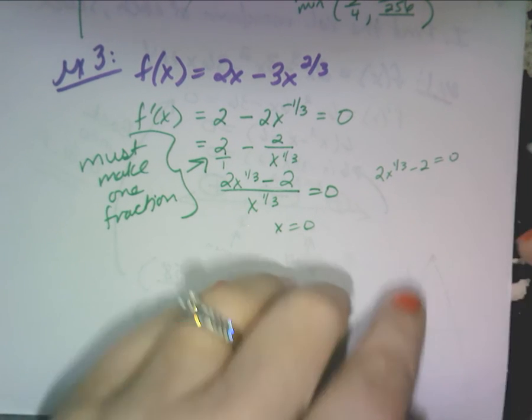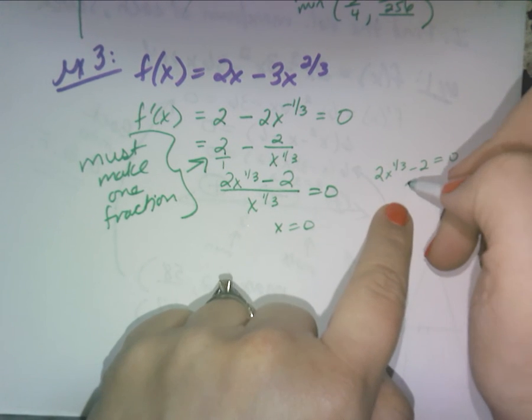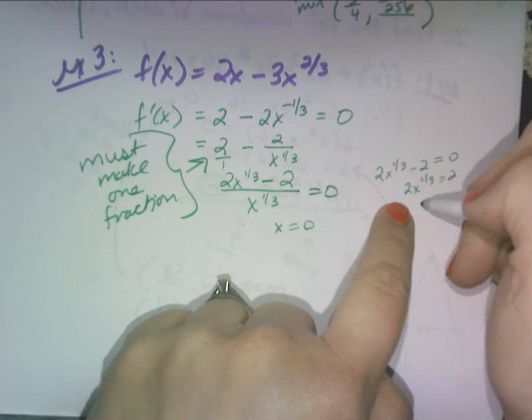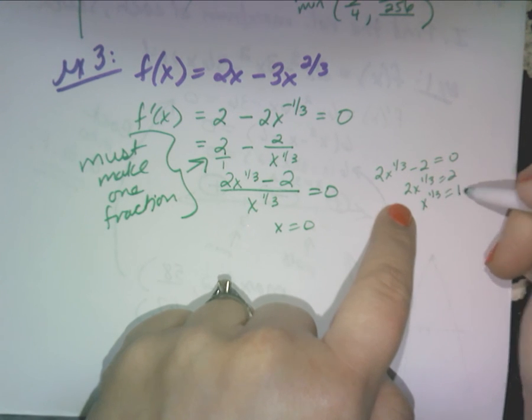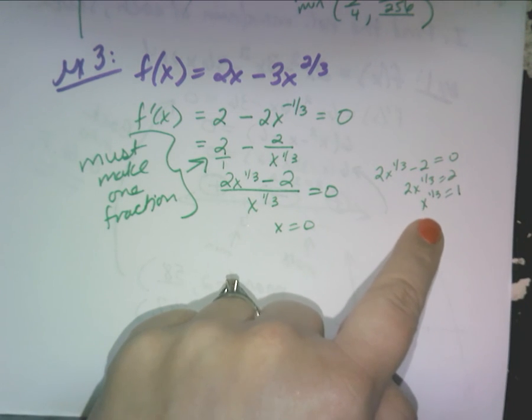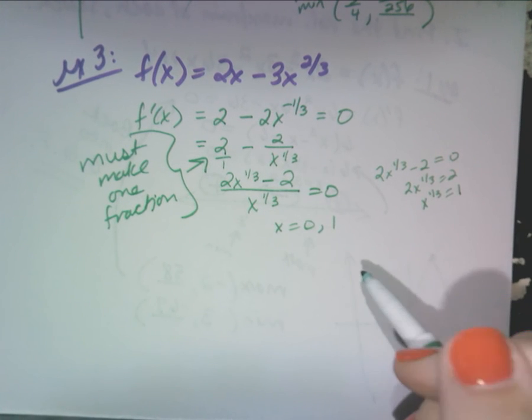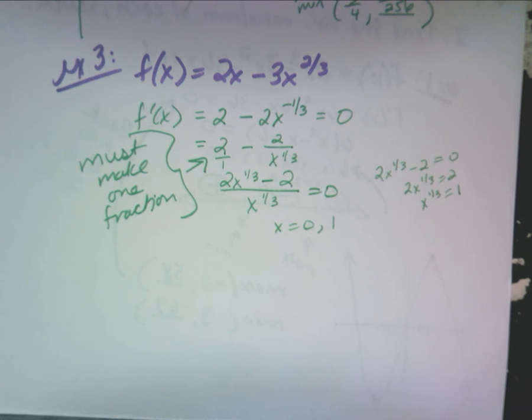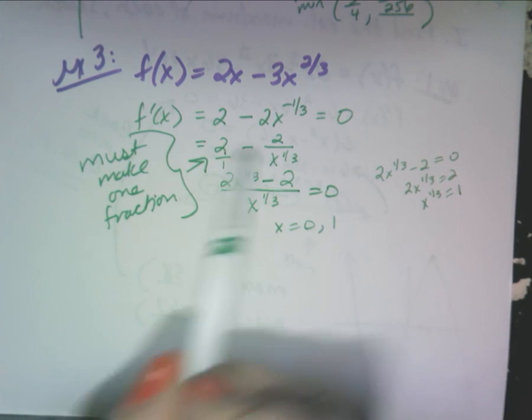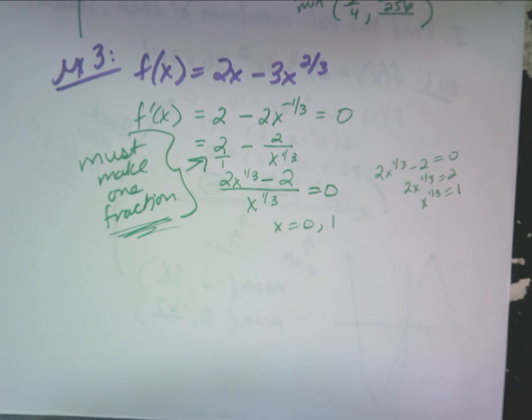I set it equal to 0. And I get x to the 1/3 equals 1. What's the cube root of 1? 1. Had you not made it one fraction, you wouldn't have gotten that other critical number. So you have to make it one fraction, guys. Please, on tonight's homework, make it one fraction. Okay.